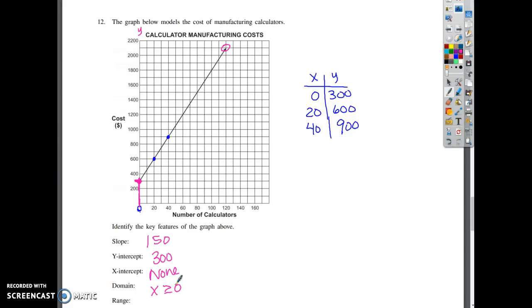The range, what is the lowest point on the range? 300 is the lowest, and then infinity is the highest, so it would be y greater than or equal to 300. Just like we wrote it on problem number 10, on the other sheet that you grabbed when you walked in.